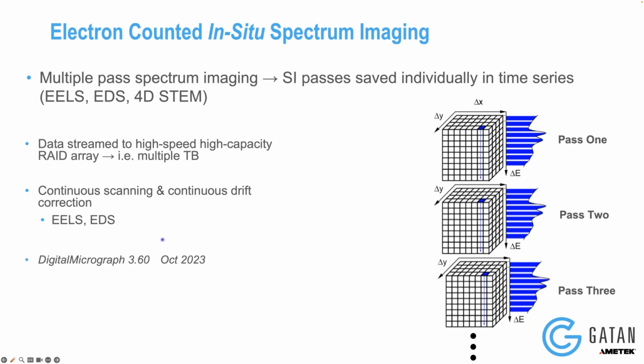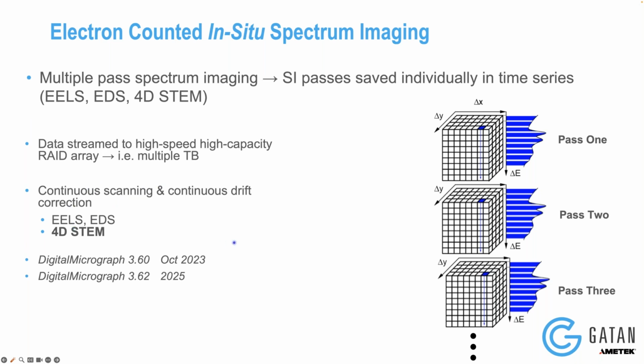This has been around for some time now. We released this feature in October 2023, so nearly a couple of years ago, in Digital Micrograph 3.6, and we've made some new improvements in 3.62, which is shortly to be released. One of the big ones is that this continuous scanning and drift correction can now be done with 4D STEM as well as EELS and EDS, basically just as fast as EELS and EDS.